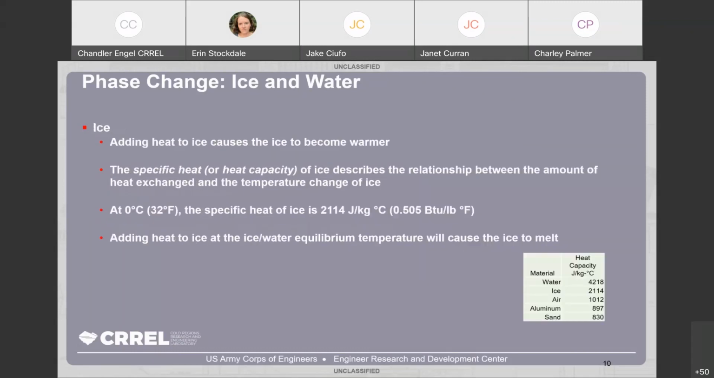So similar to water, I'll just jump back to ice and talk about some of the material properties of ice. Removing heat from ice cools it, adding heat to it warms it. The heat capacity of ice, like I said, is about half that of water, meaning that the temperature of ice will change more for a given exchange of heat than water would. And then once ice is at the freezing point, adding more heat to it will cause it to melt.